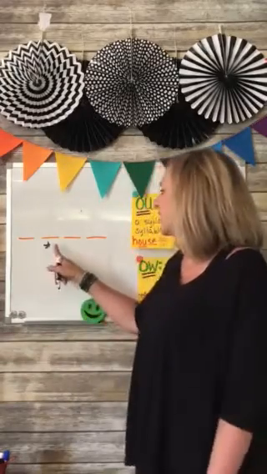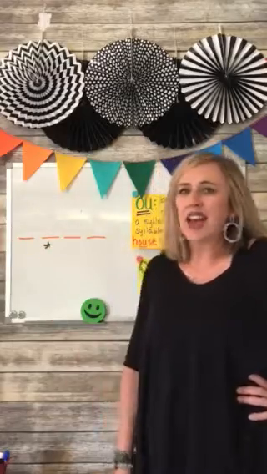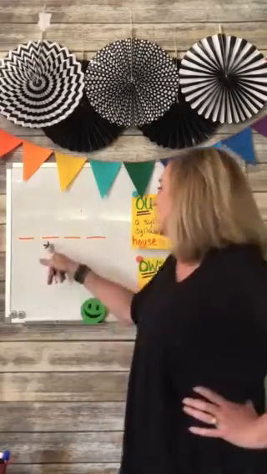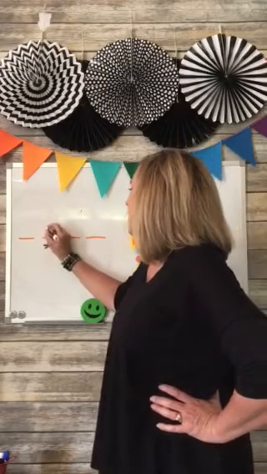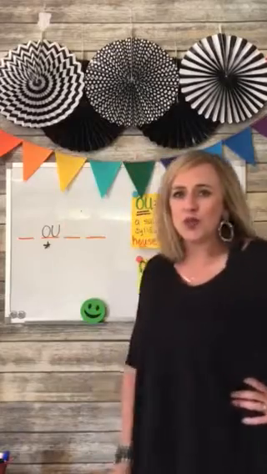I know where the ow sound is. Now I've got to figure out how to spell it. I've got the ow sound over here in the middle. Let me think about my rule. OU says ow in the middle. OW says ow at the end. Easy. I know how to spell it now. OU says ow in the middle. So for count, because ow comes in the middle, I'm going to spell it OU.